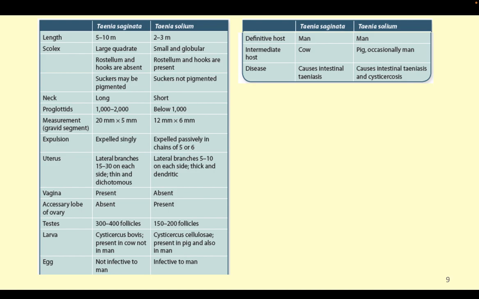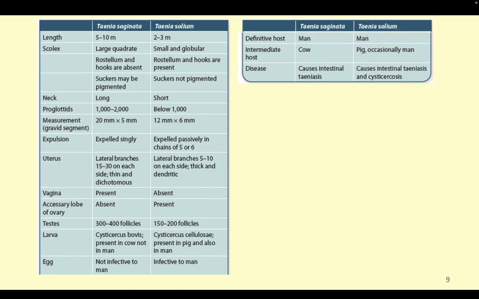प्रोग्लॉटिड्स जो सेगमेंट्स होती हैं वो किस में ज़्यादा होंगी? जो बड़े वाला फॉर्म है दोनों में से, सो सेजिनेटा. देन जिसकी प्रोग्लॉटिड्स बड़ी हैं तो उनकी एक्सपल्शन जो सिंगल होगी क्योंकि वो ऑलरेडी बहुत बड़े साइज़ की सेगमेंट है उसकी. ऐसे आप याद रख लेना. वेयर इन केस ऑफ टीनिया सोलियम द प्रोग्लॉटिड्स आर एक्सपेल्ड पैसिवली इन चेन्स ऑफ 5 और 6. ठीक है. यूट्रस आर मोर इन नंबर इन केस ऑफ सेजिनेटा, दे आर फ्यूअर इन केस ऑफ टीनिया सोलियम. वेजाइना इज प्रेजेंट इन सेजिनेटा, एब्सेंट इन सोलियम.